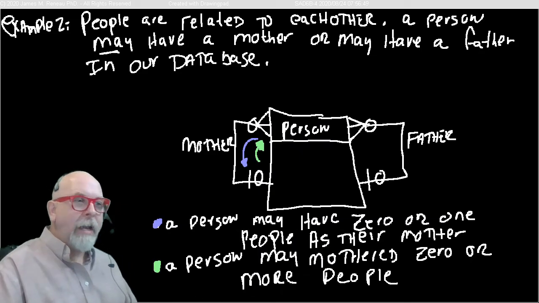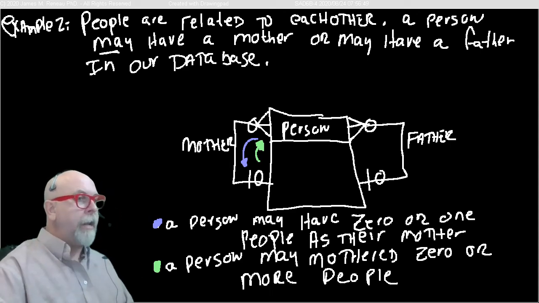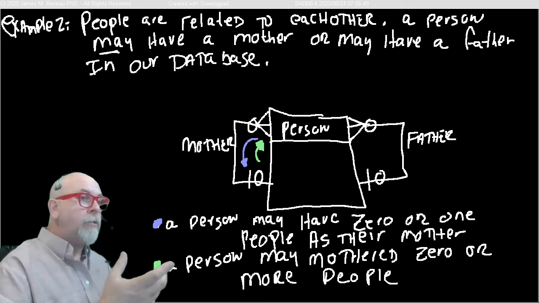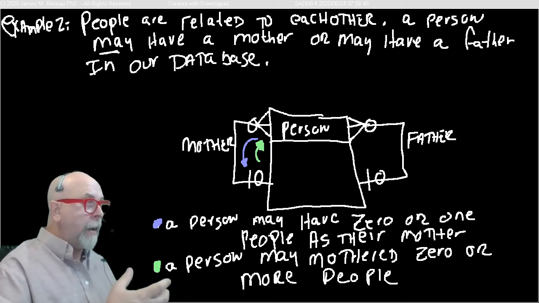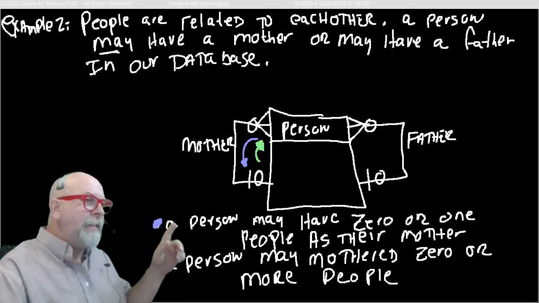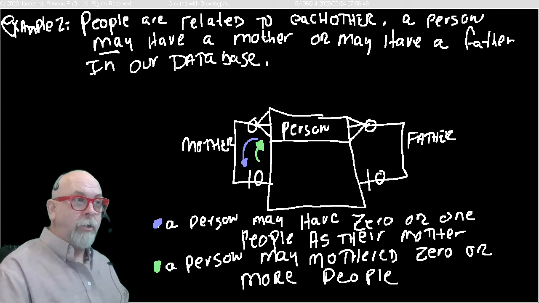Here's a bit of a crazy example. Example 2, people are related to each other. For instance, a person may have a mother or may have a father in our database. So we've got all kinds of people in our database, and we may have your parent in the database, or we may not, and we may have one or two parents for you in the database. So we have this weird thing here of an entity that relates back to itself. And so I have a person has a mother relationship to another person.